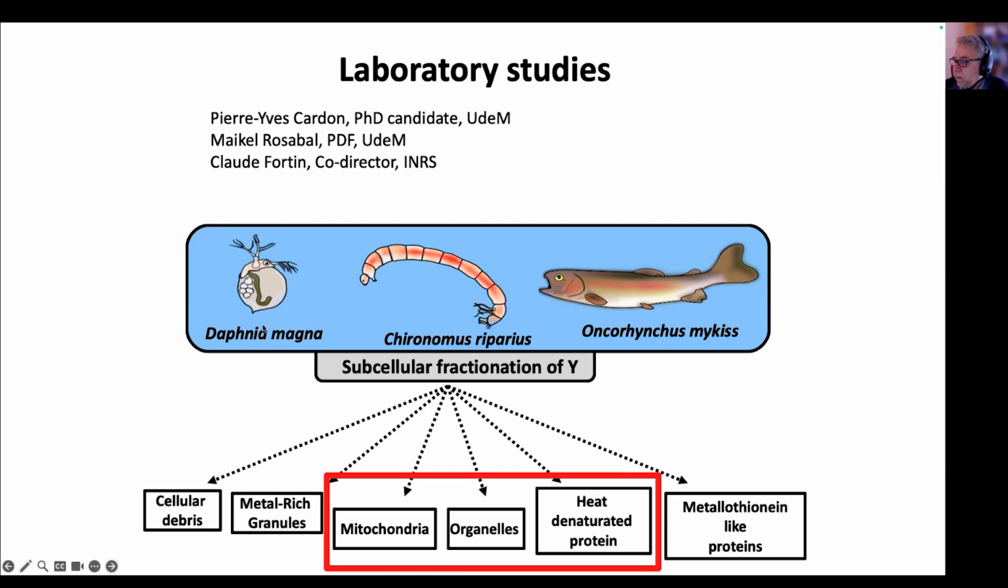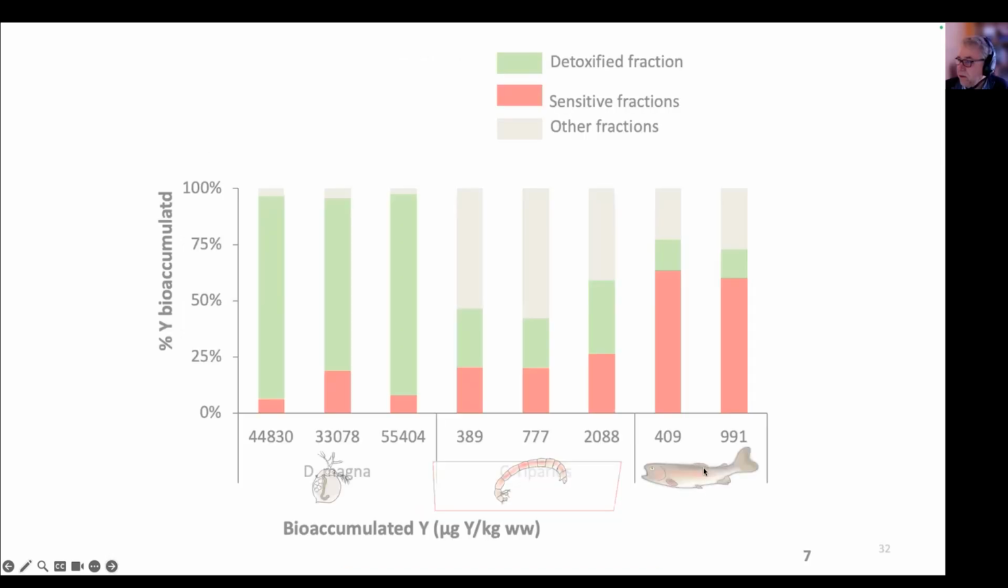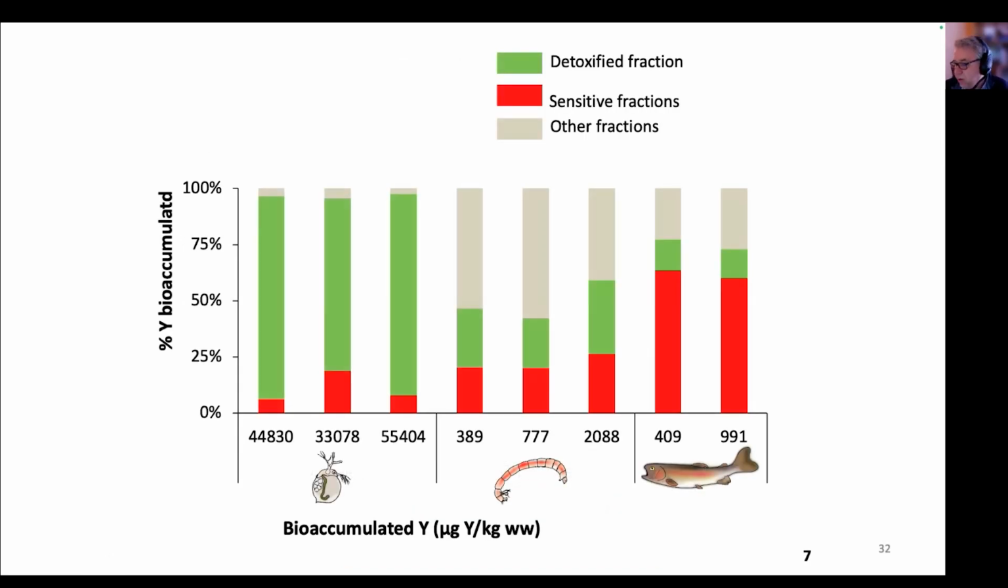So Pierre-Yves decomposed the cells of these individuals, and he separated the sensitive fractions, which included mitochondria, organelles, and enzymes, which were separated as heat-denatured proteins. And for the detoxification process, it was the metal-rich granules and the metallothionein-like proteins. So the results in general are the following.